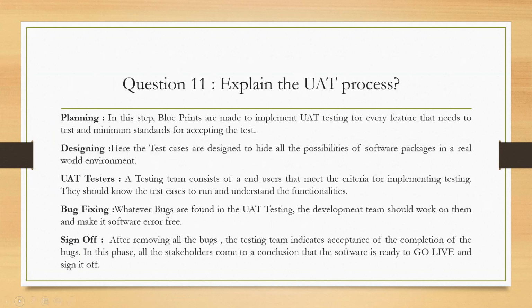Next, explain the UAT process. So, what is UAT? UAT is client-side testing, user acceptance testing. This is testing from the user perspective. In this UAT process, we have 5 steps, guys: we plan it, we design it, and then UAT testing, bug fixing, and sign-off.